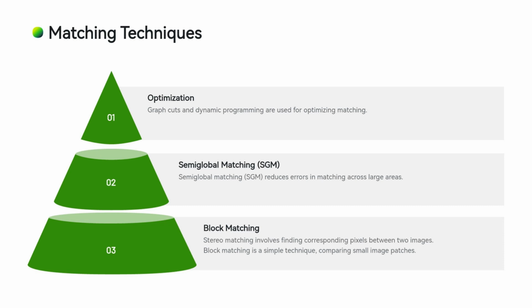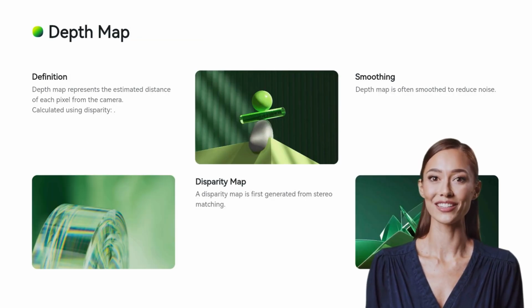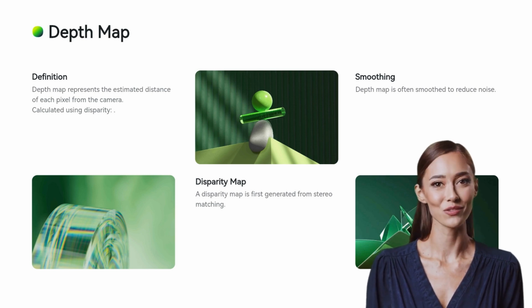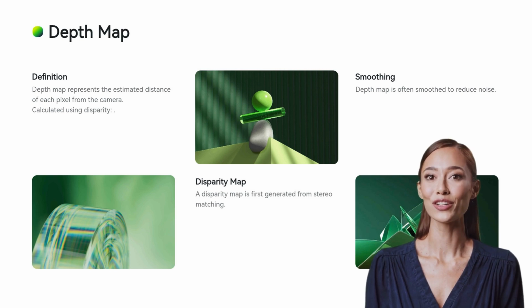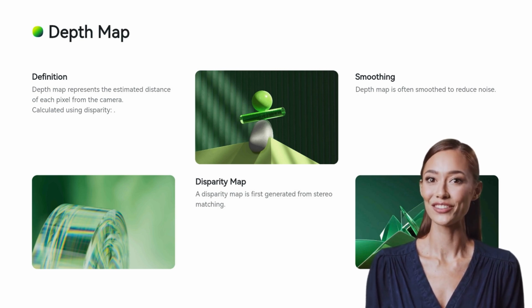Additionally, optimization techniques like graph cuts and dynamic programming are used to refine the matching process, improving the accuracy of depth estimation by reducing mismatches. These techniques allow for robust depth estimation even in challenging scenarios, such as regions with low texture or occlusions. The output of stereo vision is typically a depth map, which represents the estimated distance of each pixel from the camera. This map is computed using the disparity between corresponding pixels in the two stereo images.